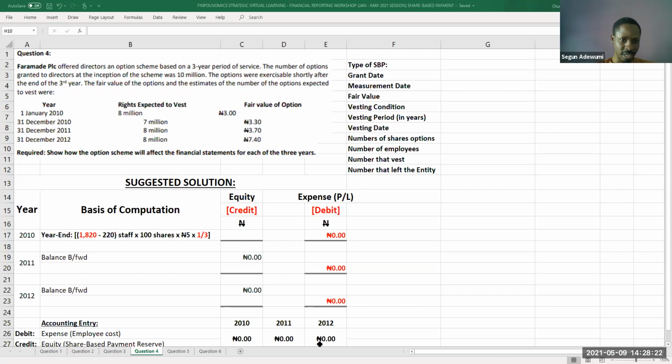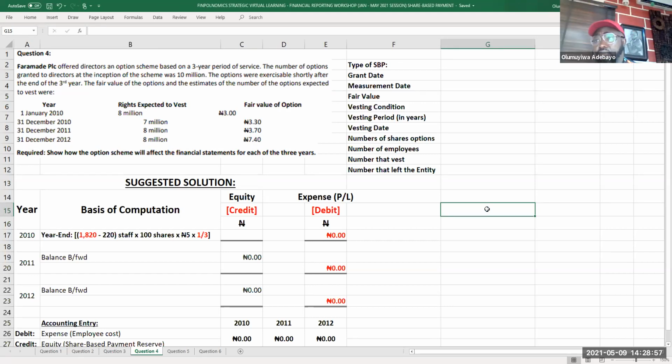31st December 2010, the rights expected to vest 7 million and the fair value of the option is 3 naira 30 kobo. 31st December 2011, the rights expected to vest 8 million, fair value of option 3 naira 70 kobo. 31st December 2012, rights expected to vest 8 million and fair value of option 7 naira 40 kobo. Required: show how the option scheme will affect the financial statements for each of the 3 years. How can I interpret this question? Who can interpret it?